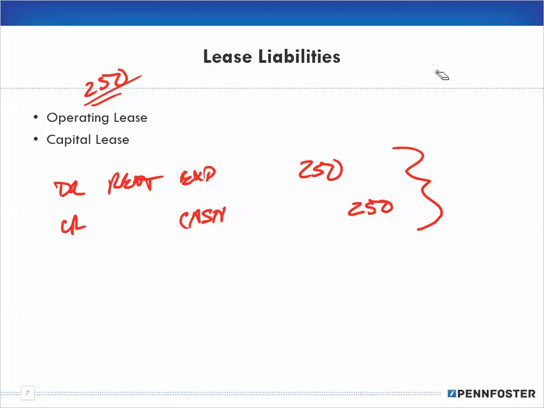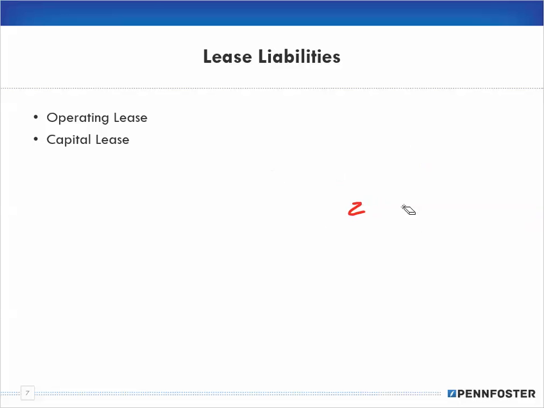But now, what if we are buying the car? I happen to notice in the book it's a delivery truck, but I'll just use car here. They're saying that it's for $38,000.